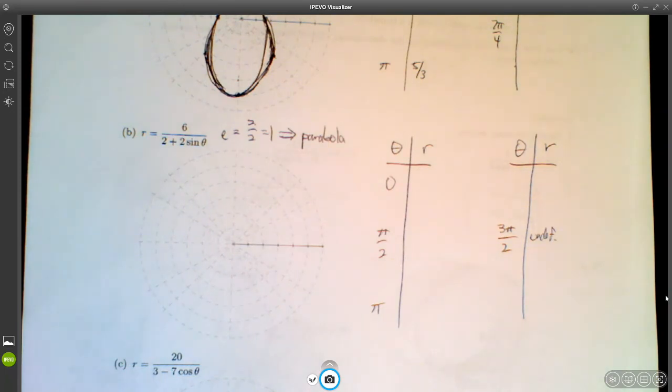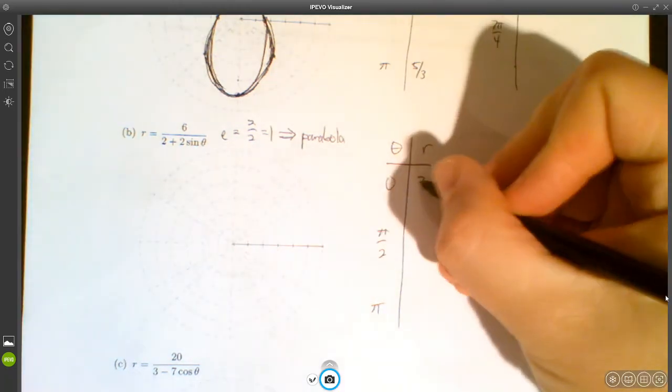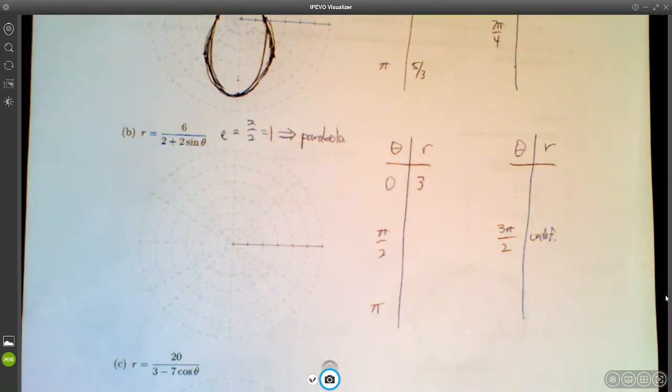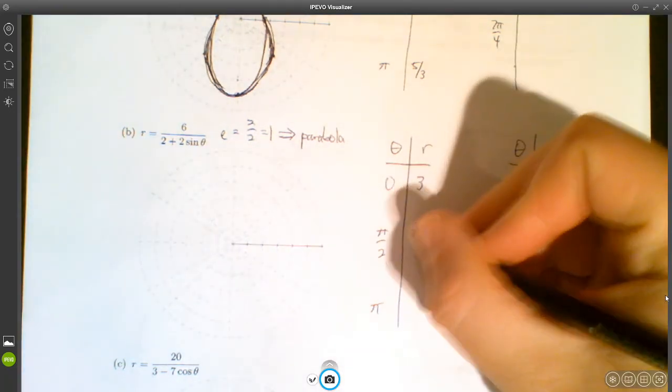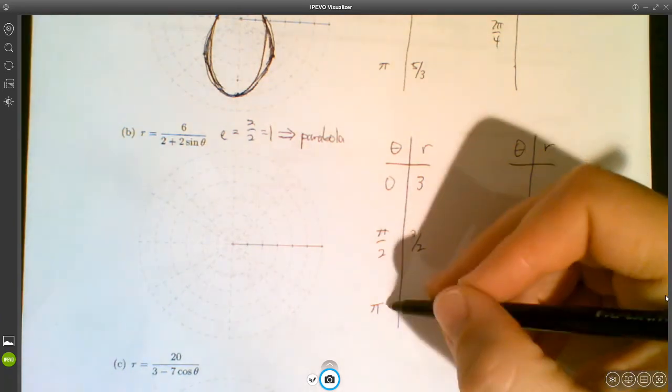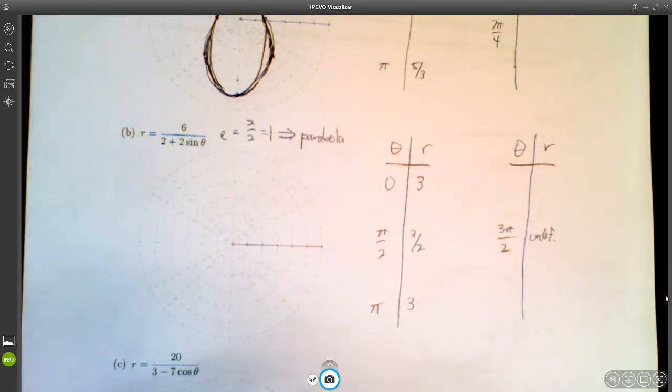But let's see what we get. So we have 6 over 2 plus 2 sine theta. So when theta is 0, this is 3. When theta is pi over 2, this is 3 halves. When theta is pi, this is going to be 3 again. And when theta is 3 pi over 2, this is going to be undefined.